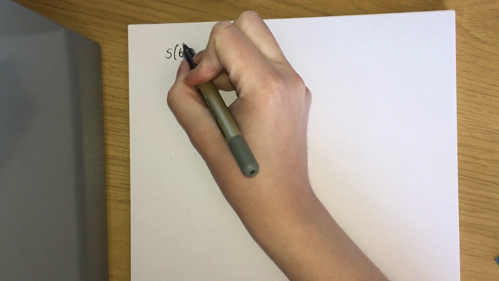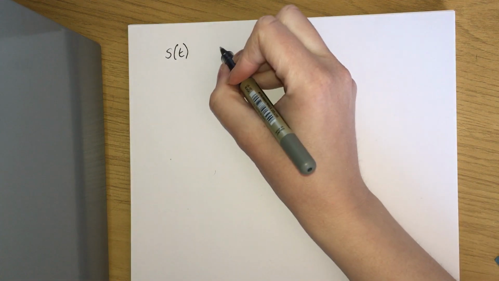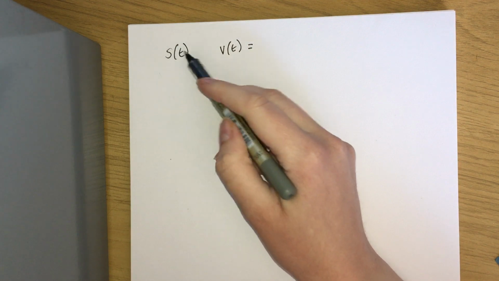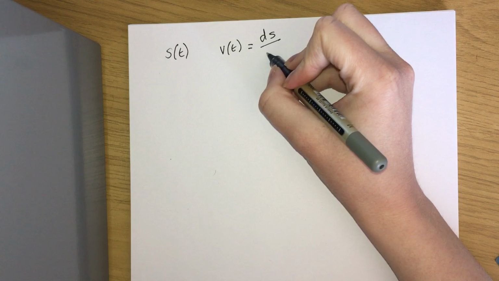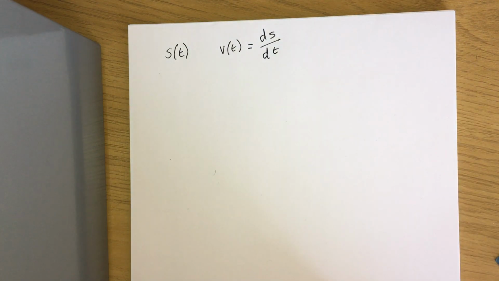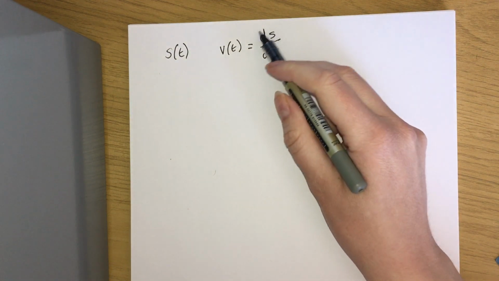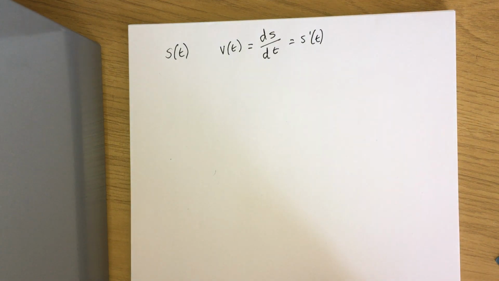if I have a displacement function, s in terms of time, and I know that velocity is the rate of change of displacement, how could I express v(t)? Well, if it's the rate of change, it's the change in displacement with respect to the change in time. So velocity is the derivative, which we can always write like that, of displacement.